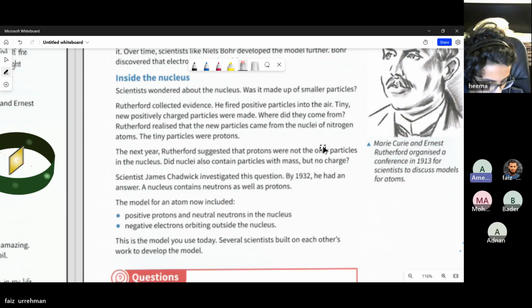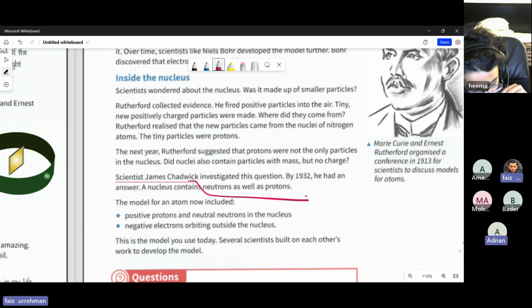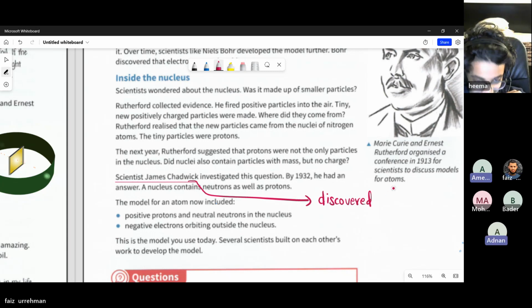And there are 4 other scientists. So this guy, I'm writing here, discovered what? Discovered the neutron. Not Nutella.